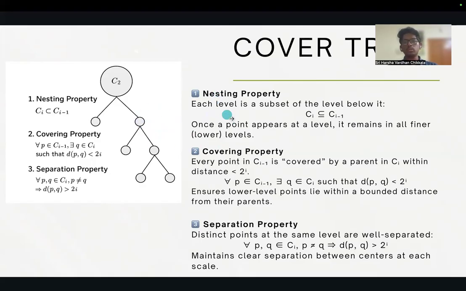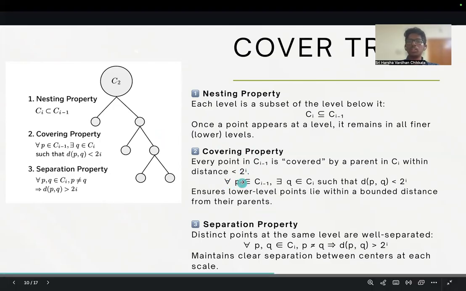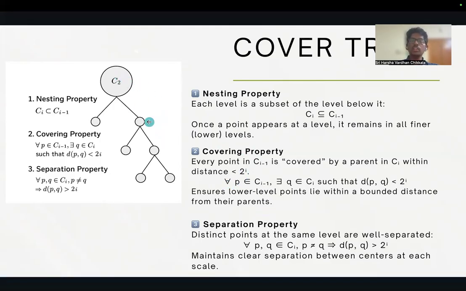Let's once again see the difference between the covering property and the separation property. The covering property says the distance between parent and child must be less than or equal to 2 power i. In the case of the separation property, the distance between siblings should be greater than 2 power i. These are the core properties of a cover tree. All three must be satisfied when you are trying to build a cover tree.